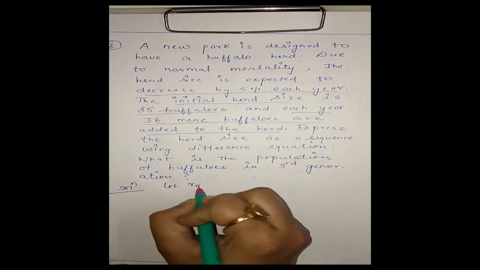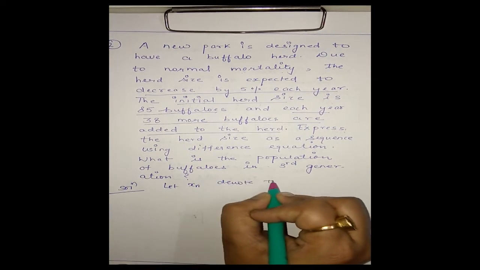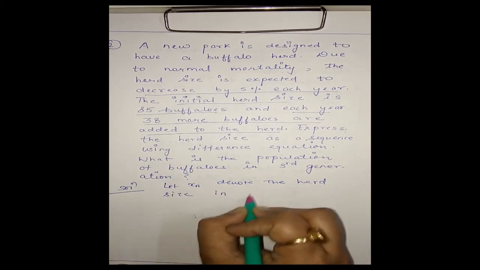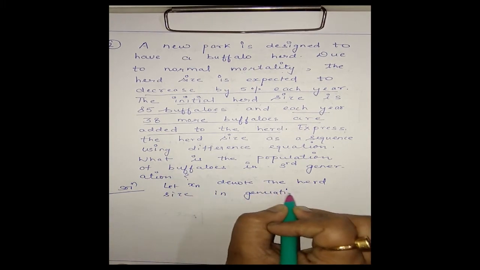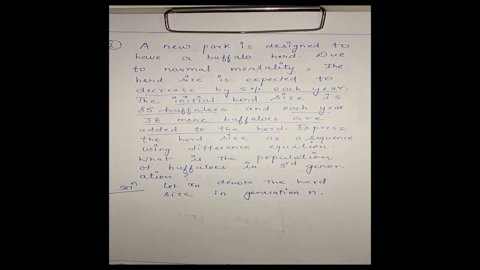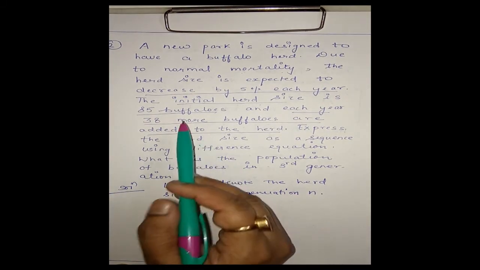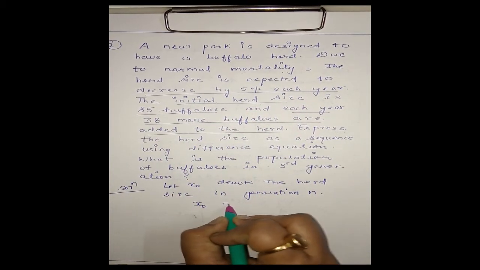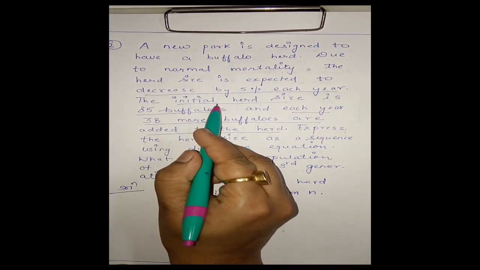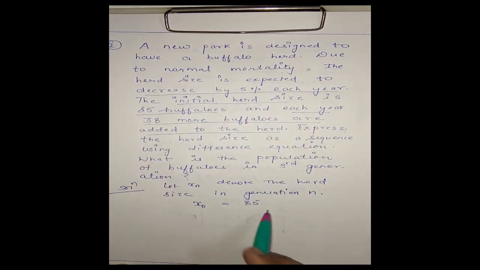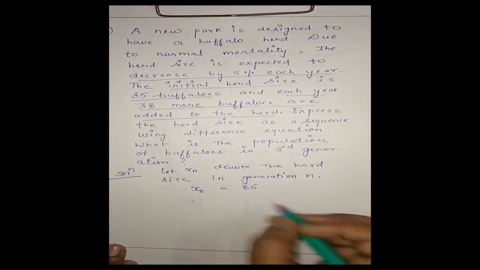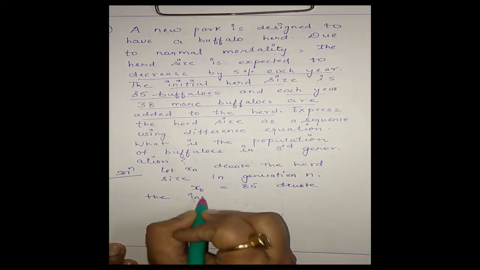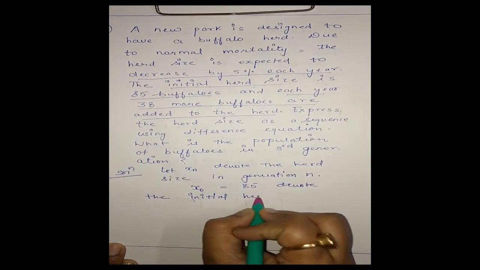Let first xn denote the herd size in generation n. Clear? Now initially the herd size is 85 buffaloes, so x0 is equal to 85. x0 denotes the initial herd size. Clear?